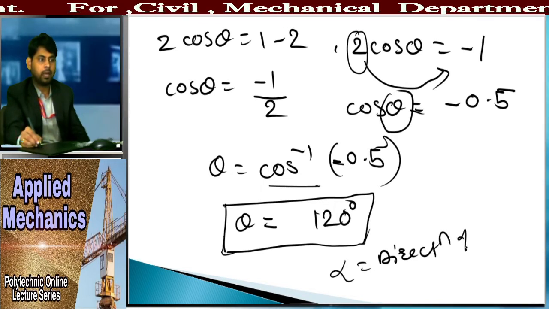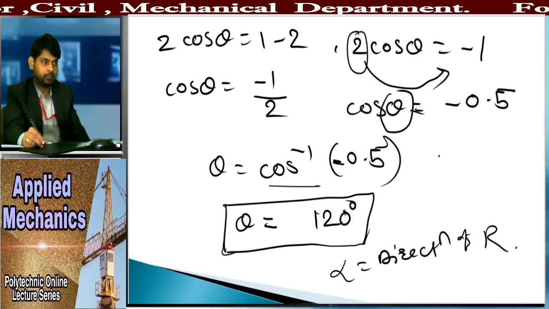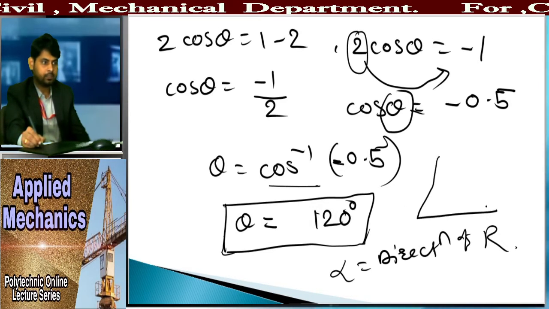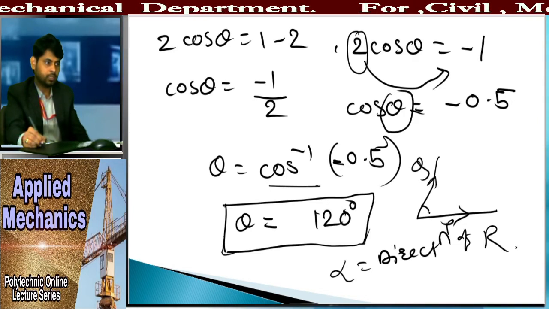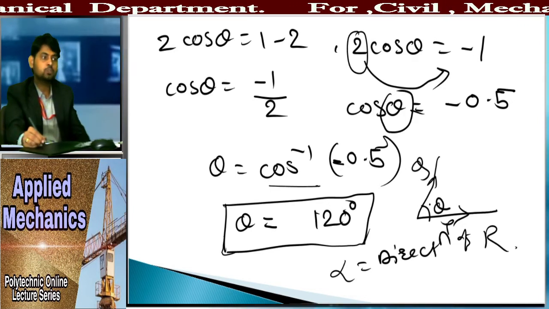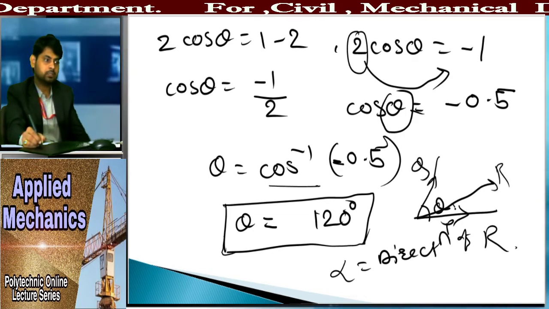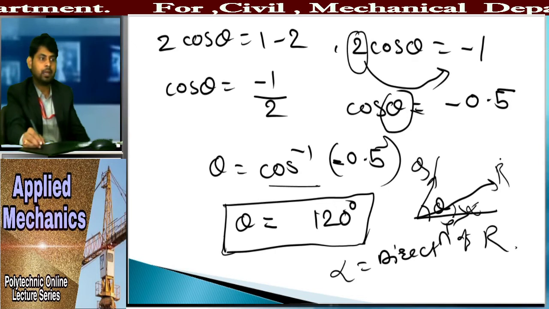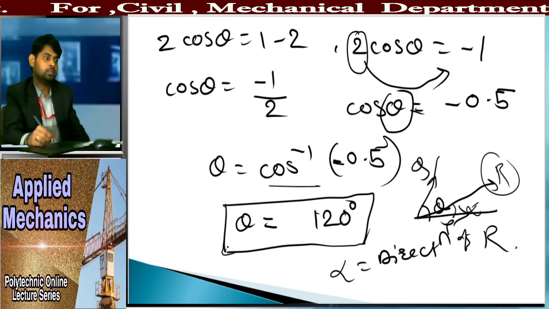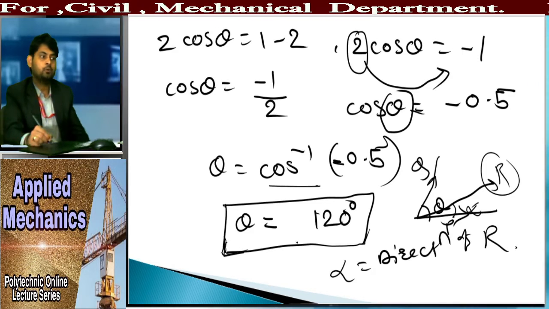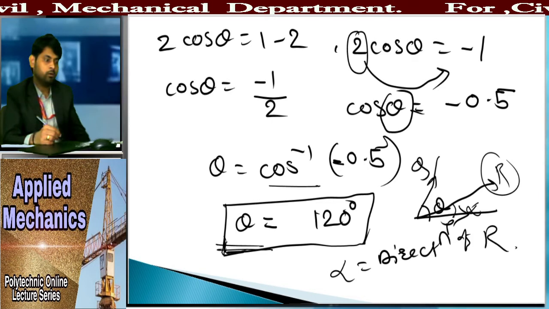Alpha is nothing but the direction of R. But the angle between two forces means, as we have seen, like this is P and this is Q. So this is theta, the angle between these two forces. But when we find the resultant, alpha is for the direction of the resultant. So here they are asking us about the angle between two forces. So here we have to find the angle between two forces.